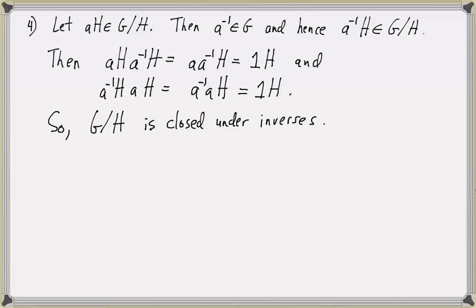So now any set having the four properties that we just showed, a non-empty set that's closed under the operation, the operation is associative, we have an identity, and it's closed under inverses, we call that set a group. So thus, G over H is a group.